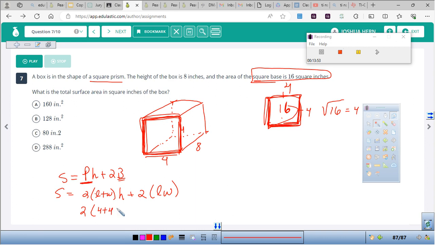2 times 4 plus 4, times the height of 8, plus 2, and then parentheses 4 times 4. That's basically it right there. Let's turn on the calculator and start doing it. Okay, what is it? 160. Perfect. Thank you, Big Dog Vic. Appreciate that one. Let's do one more.